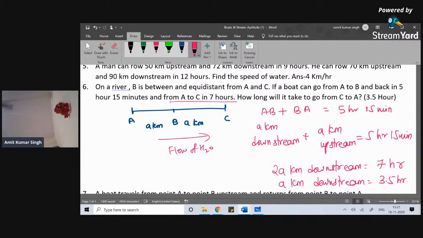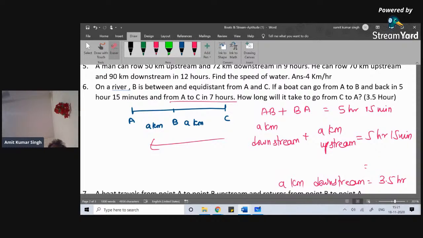So a boat moves a kilometer downstream in 3.5 hour. Now this way you will get the wrong answer. Physics wise this is wrong. The speed of water should be in this direction, because otherwise you will break the law of physics.